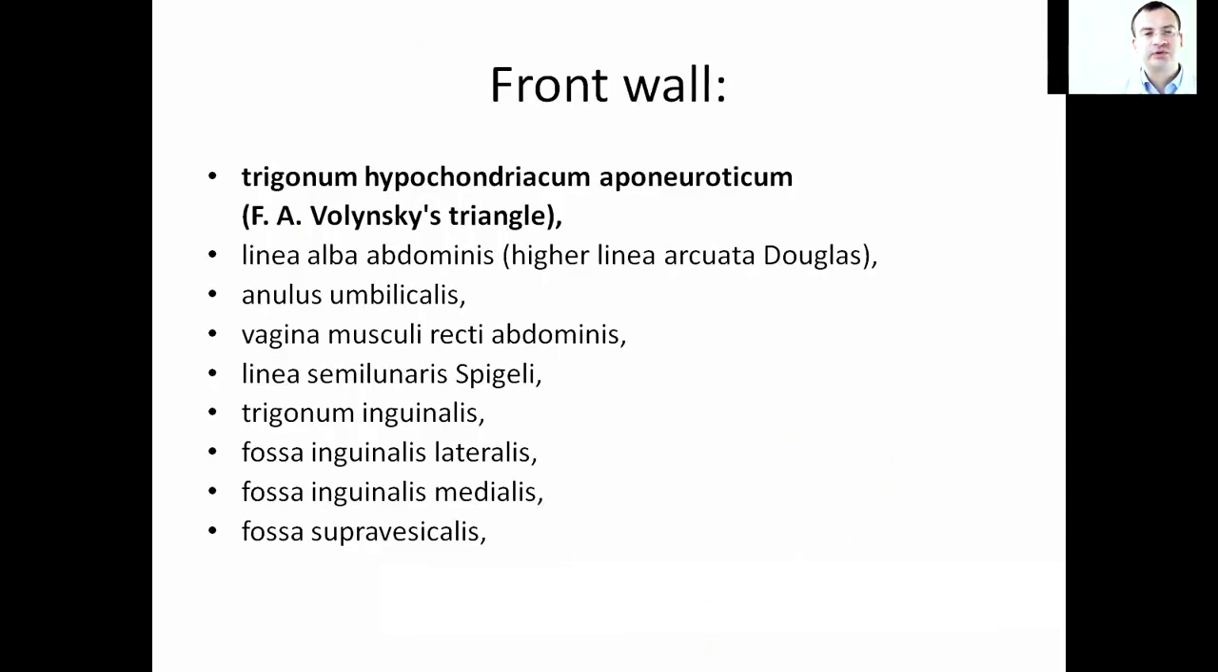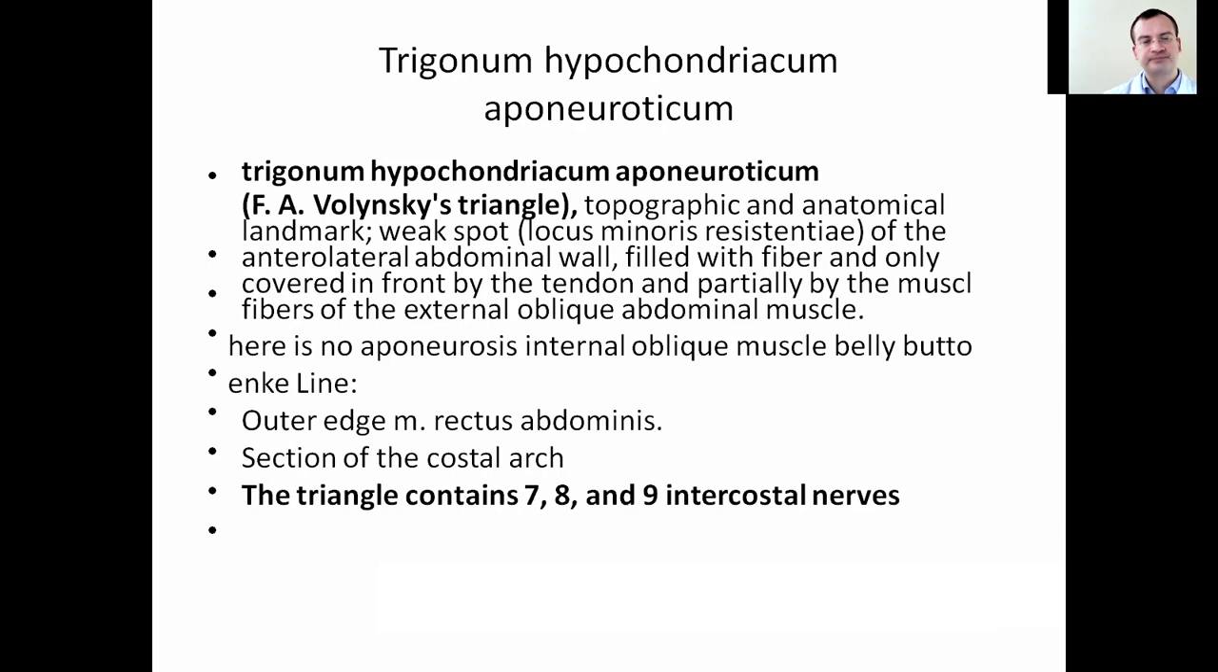Front wall: trigonum hypochondriacum aponeuroticum, Walensky's triangle, linea alba abdominis, linea arcuata Douglas, annulus umbilicalis, vagina musculi recti abdominis, linea semilunaris Spigeli, trigonum inguinale, fossa inguinalis lateralis, fossa inguinalis medialis, and fossa supravesicalis.